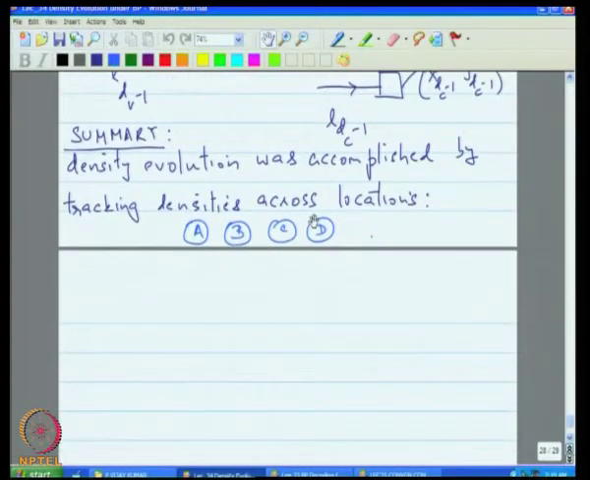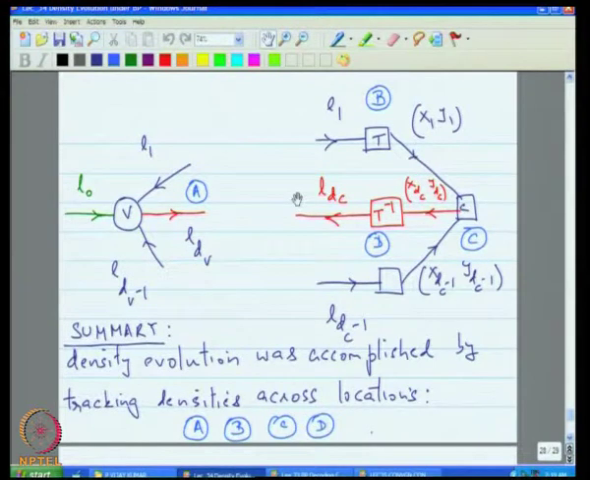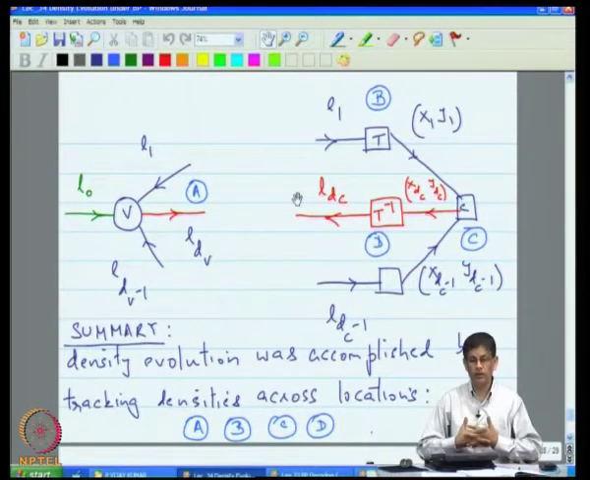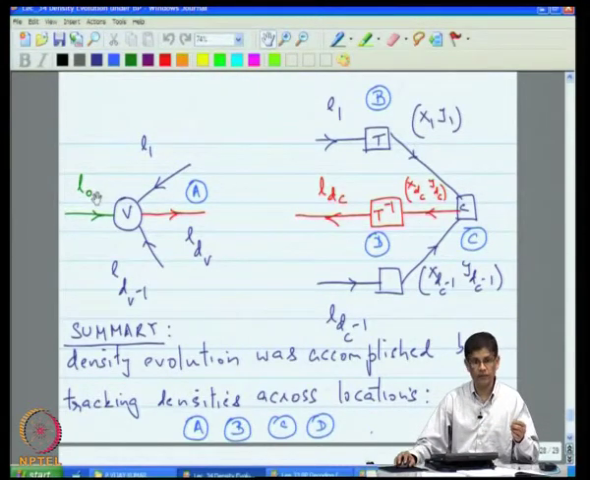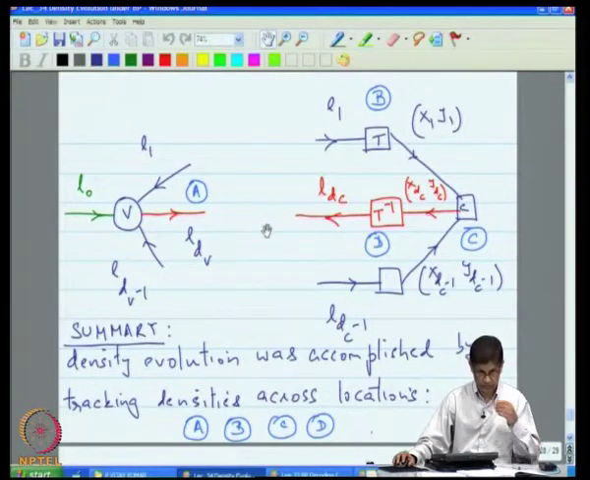So, that was density evolution, and in practice what you would do is carry out this computation. You would recursively compute the densities, initializing with the density function of the incoming random variable, which is L naught. You will actually use its incoming density function, and that is what will feed this entire process.